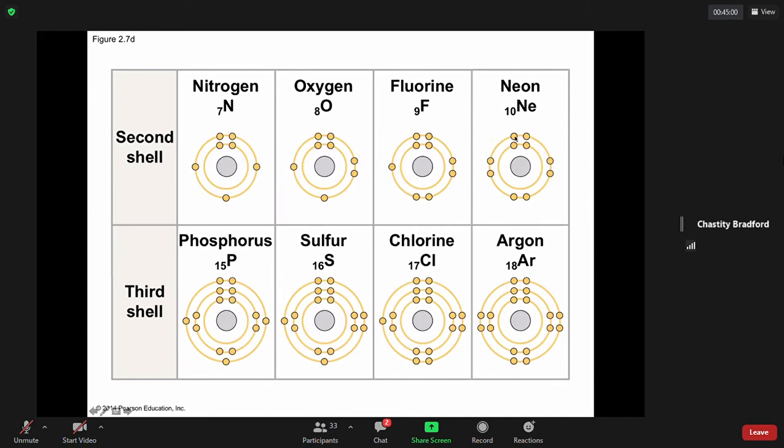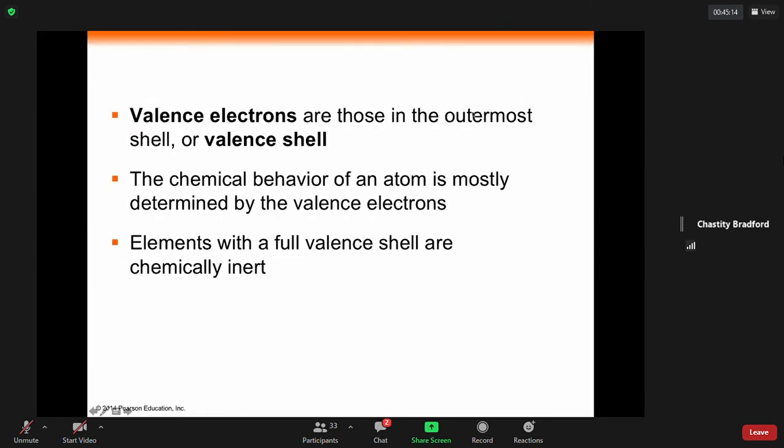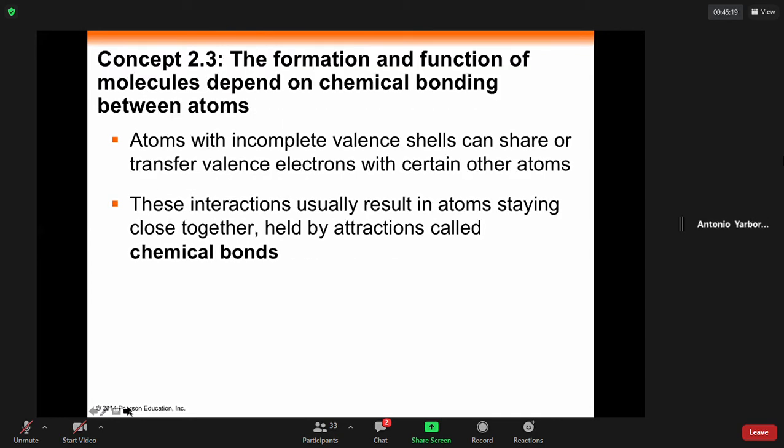So the one out of these 4 that is inert, that does not react, is which one? Neon. Good. Yarborough, you had your hand raised? No, I just forgot to put it down. Okay, good.